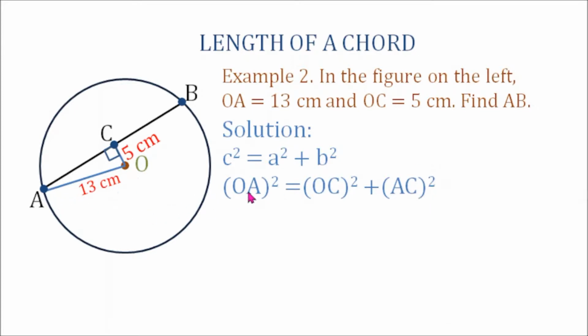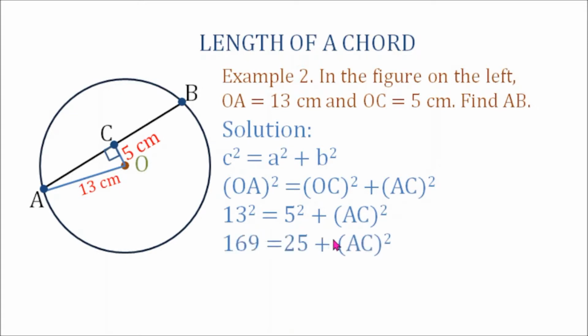Now OA is 13 and OC is 5. So we have 13 squared equals 5 squared plus the quantity AC squared. Now 13 squared is 169 and 5 squared is 25. So we have 169 equals 25 plus the quantity AC squared. Now subtracting 25 from both sides, so 169 minus 25 equals 144. So we have 144 equals the quantity AC squared.